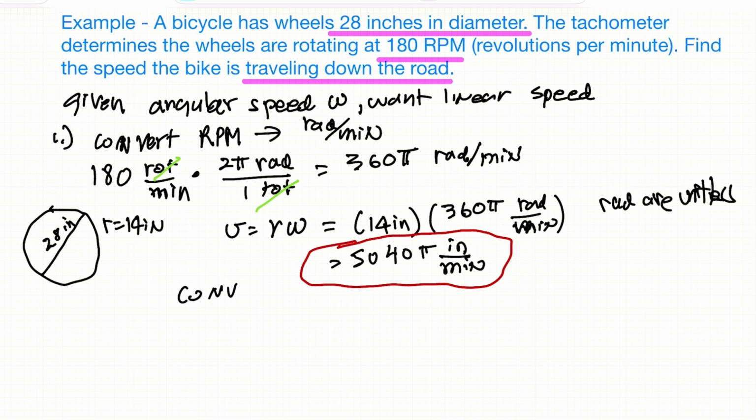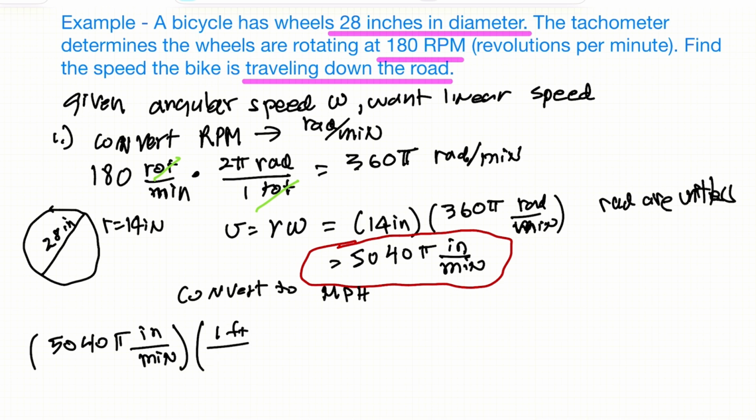So let's convert to miles per hour, because that's what our speedometer is going to read. Once again, we're going to multiply by 1, but in the proper form. So we've got 5,040 pi inches per minute. That's going to be our linear speed. Now we're going to multiply by 1 again, so we're going to take 1 foot divided by 12 inches to convert it to feet. Then we need to get into miles, so 1 mile is equal to 5,280 feet.